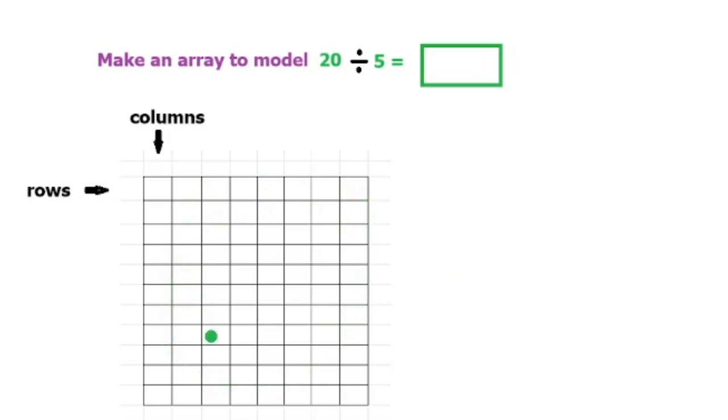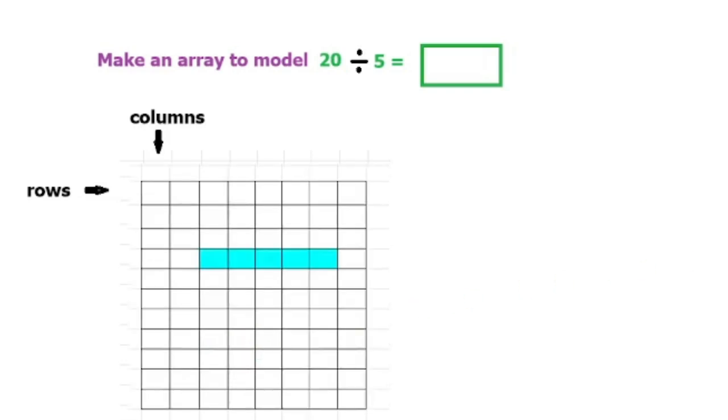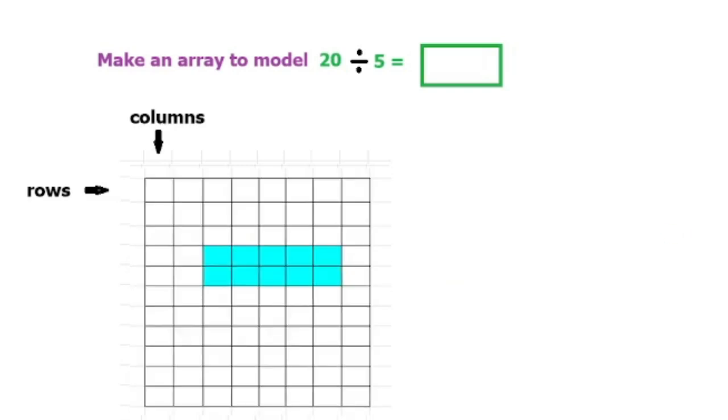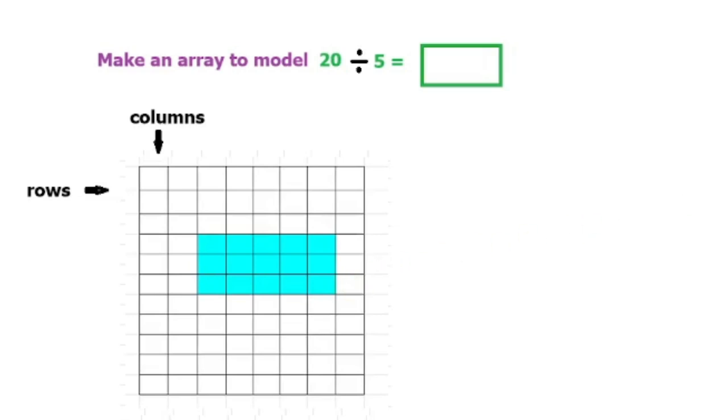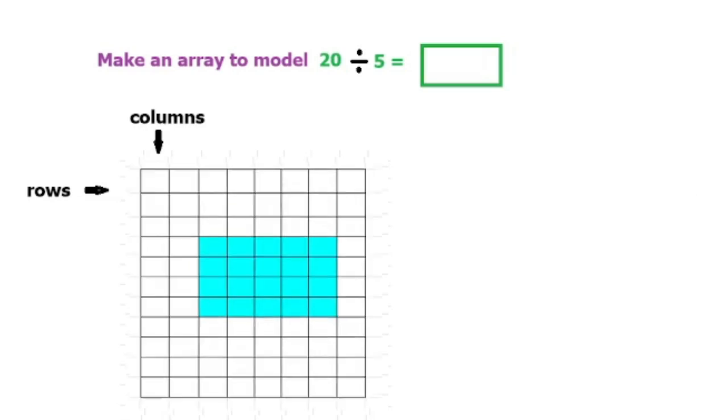So for this one, you can just keep adding 5 in each row. So 1, 2, 3, 4, 5. Keep adding rows of 5 until you reach the number 20. So if we add another one, now we have 10. 5, 10. So you just keep adding. Now we have 15. And if you keep adding some more, now we have 20. 5, 10, 15, 20.